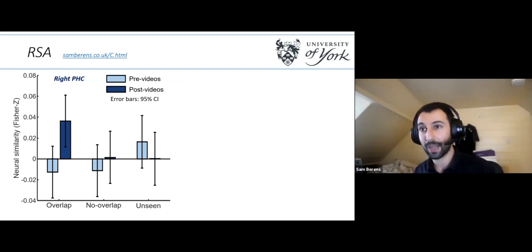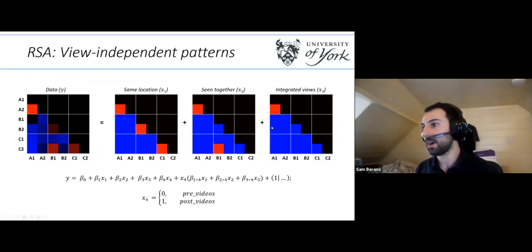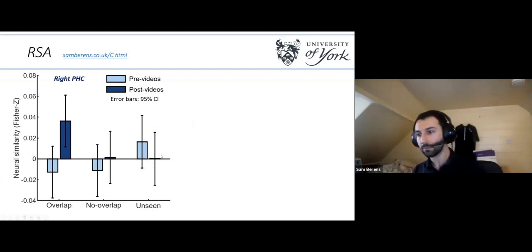So in the right parahippocampal cortex, we saw the effect that we're interested in. And to be clear, this increase in similarity in the overlap condition after having seen the video, so post-video, you see an increase in overlap endpoints. And this was not dependent on their behavior. So it was just this hypothesized matrix, not taking into account their behavioral performance, that we saw this increase over here. We didn't see any similar increases for the other conditions.